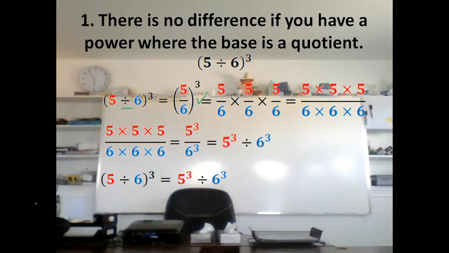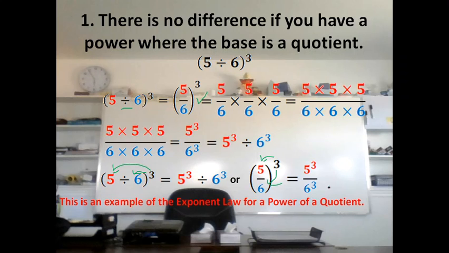The easiest way for us to solve this is to just apply the exponent to both numbers to get 5 to the power of 3 divided by 6 to the power of 3, or in fraction form, we would apply the exponent to both numbers and get 5 to the power of 3 over 6 to the power of 3. This is an example of the law for a power of a quotient.